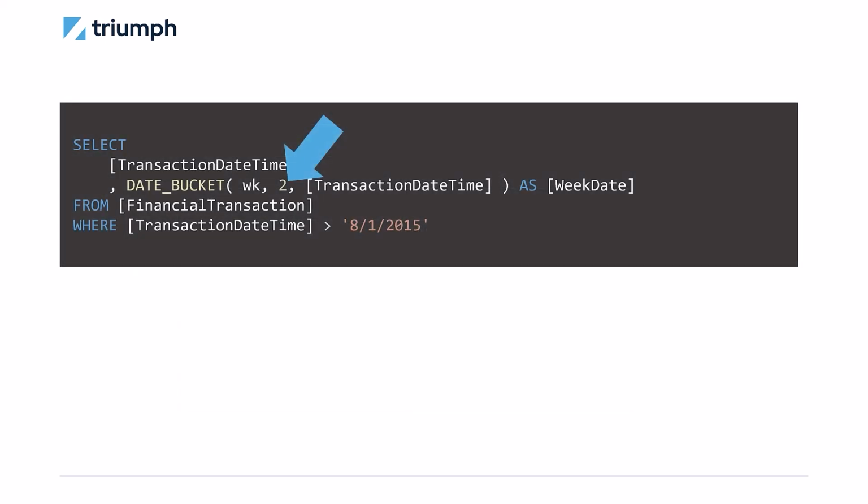I told you we'd come back to that unit of the number. So in this case, we're going to create date buckets, and they're going to be in terms of weeks, but it's going to be in terms of 2 weeks. So sometimes you might want to do groupings that are multiple units. So like every 2 weeks, how many people checked in? And this is a really great way of doing that very easily.